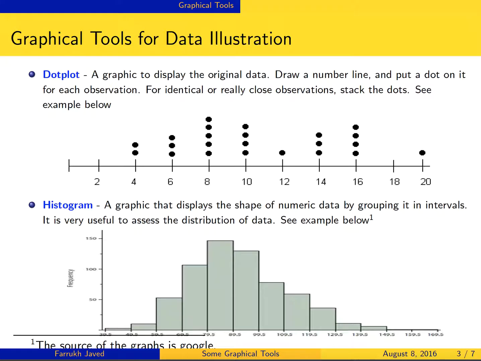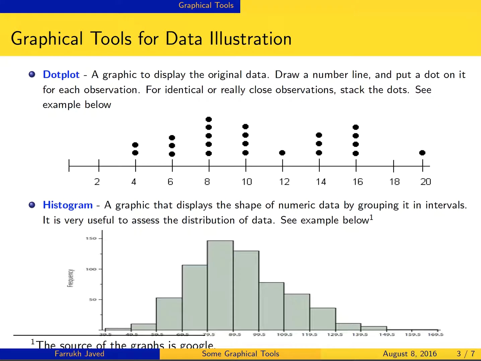So if you have data ranging from 2 to 20, you draw a number line 2, 3, 4, 5, 6, 7, 8 up to 20. And then you start stacking the dots for the observations you have in the data. In this example, if I have 4, I put a dot over 4, and then I notice there is a number 10, so I put a dot at 10. Then I notice there is a 6, and there is a number 16 in my data, so I put a dot at 16.